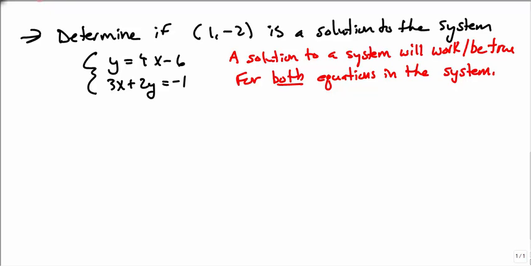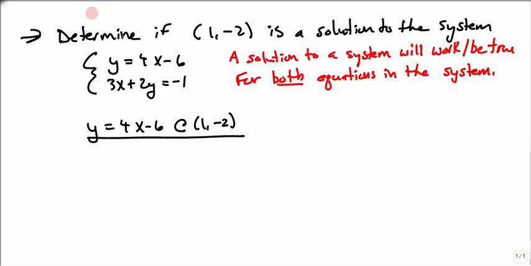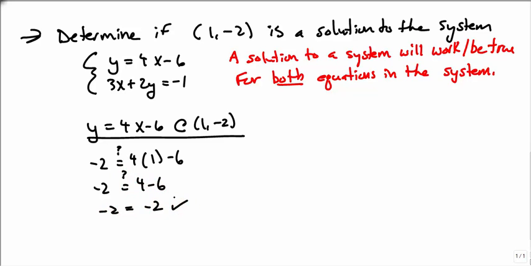Okay, so let's go ahead and check y equals 4x minus 6 first. Let's check this at 1, negative 2. So y would be negative 2. The equal sign, I don't know if that's true or not. x is 1, minus 6. So negative 2 equals 4 minus 6. Negative 2 equals negative 2. So far so good.